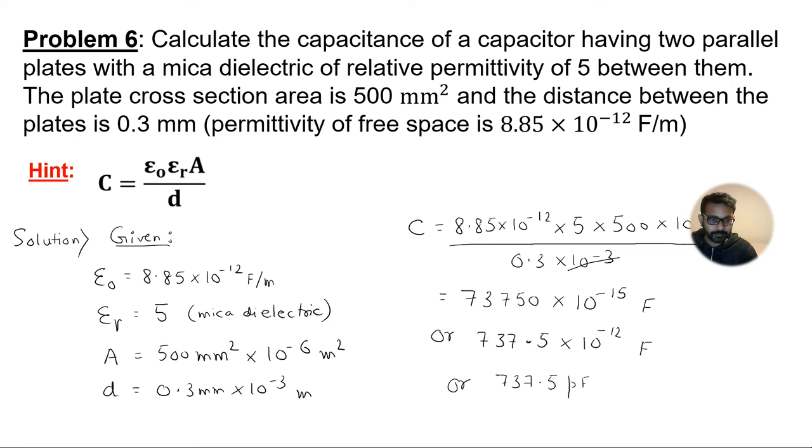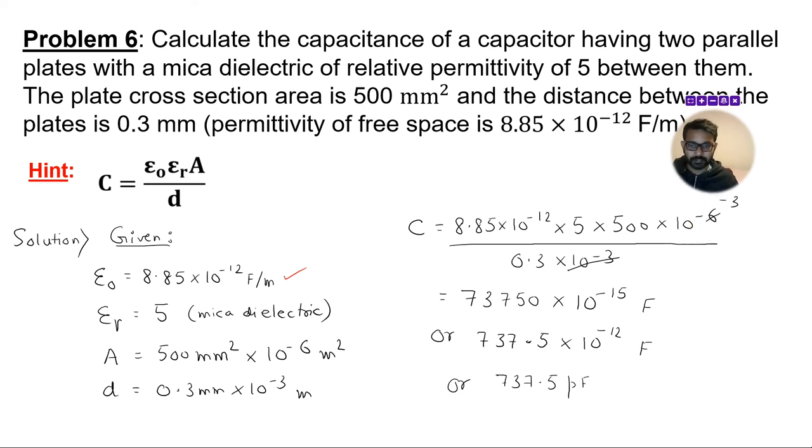So epsilon naught is 8.85 multiplied by 10 to the power minus 12 farads per meter. Epsilon r doesn't have any unit, so no problem with that. Now the area is given as 500 millimeter square. Now 1 millimeter is 10 to the power minus 3 meter. So 1 millimeter square will be, again multiplying by 10 to the power minus 3, meter square. So altogether it will be 10 to the power minus 6 meter square. So if I convert 500 millimeter square, I'll have to multiply it with 10 to the power minus 6 to convert it into meter square. Okay. So I've done that.